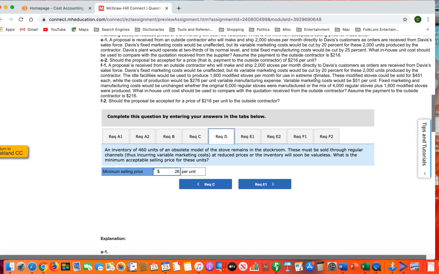My example was, I think, 25%. The stove could be sold for $451, while cost of production would be $276 per unit. Variable manufacturing expense, variable marketing cost would be $51 per unit, and so forth. In fact, why don't we just do this here?